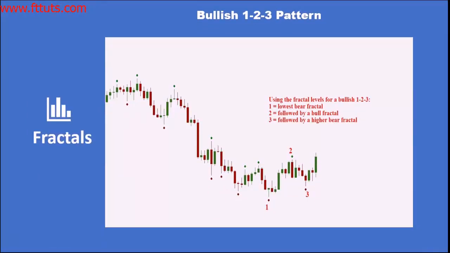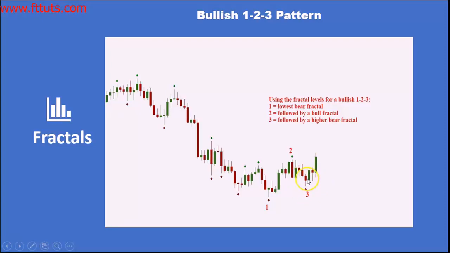So here's a bullish 1, 2, 3 pattern. Using the fractal levels for a bullish 1, 2, 3, 1 is the lowest bear fractal. 2 is a bull fractal, so you have the bear fractal followed by the bull fractal, and then 3 is a higher bear fractal than the previous bear fractal, which creates the 1, 2, 3 pattern.